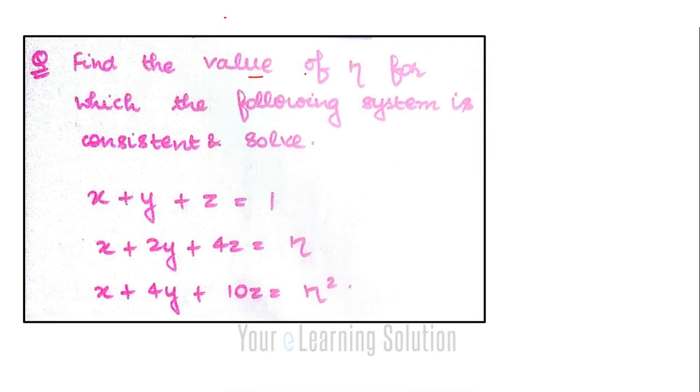It asks you to find the value of eta. This is just a constant, but a fancier constant. It's an eta for which the following system of equations is consistent, and solve. First of all, you have to understand that "and solve" implies that there are several other steps to this question. You can't simply stop at calculating the value of eta. You also have to talk about what kind of solution it is going to be when the value of eta is a particular value, right?